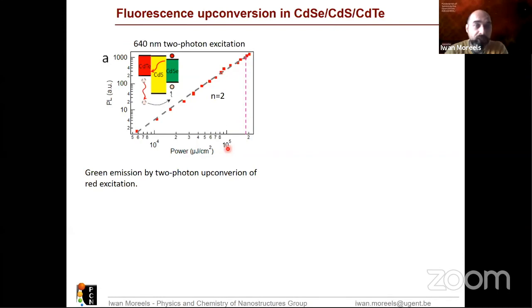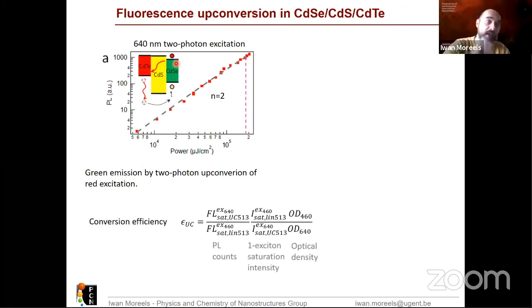That it works is actually demonstrated by this experiment here, where we took 2 red photons now, near-infrared photons at 640, and indeed see emission of green light. It scales with the square of the input power, which indeed means that the green light is produced by 2 red photons. Now, I don't want to go too much into further detail. I just want to give you this as an example that you can do more with nanocrystals and nanoplatelets if you start to engineer the band structure in more elaborate structures like that.